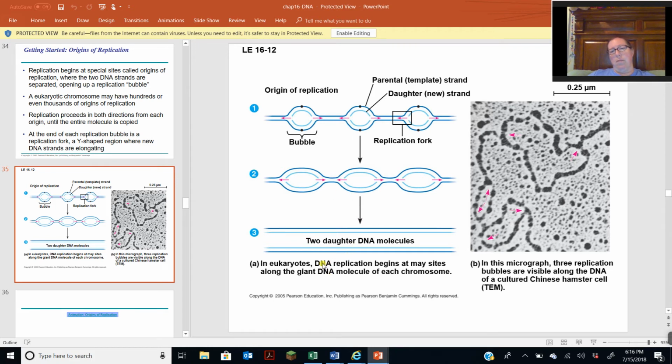But for now, in eukaryotes, the replication has lots of different sites like this. It's not just one, because the DNA is linear and it would take all day if there weren't multiple sites. But in a prokaryote, it's round, and so there's usually just one origin of replication, and it just goes around in a circle.